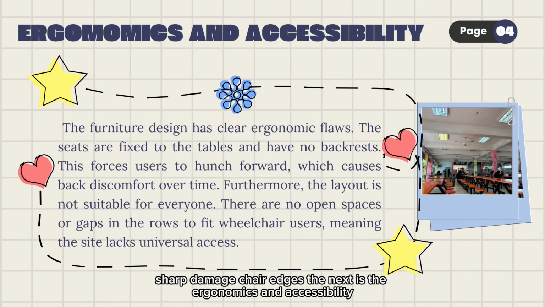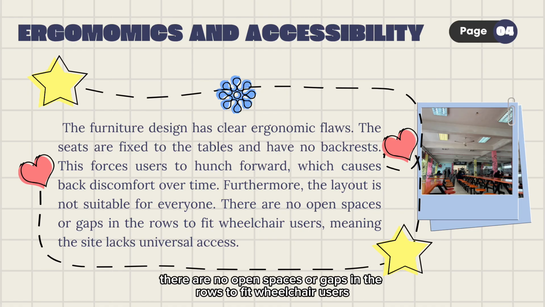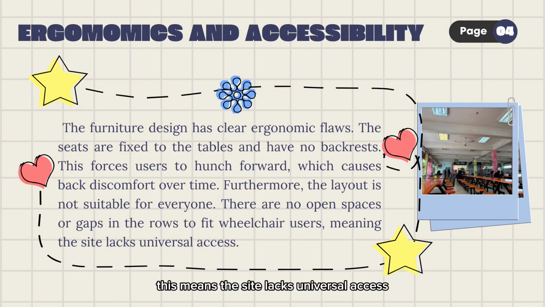The next is ergonomics and accessibility. The furniture design has clear ergonomic flaws. The seats are fixed to the tables and have no backrest. This forces users to hunch forward, which causes back discomfort over time. Furthermore, the layout is not suitable for everyone. There are no open spaces or gaps in the rows to fit wheelchair users. This means the site lacks universal access.